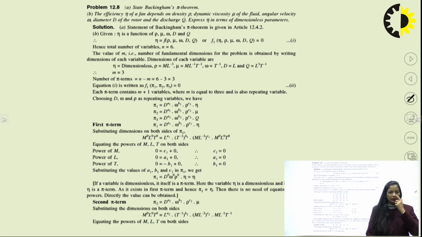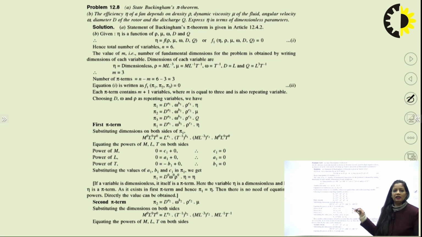So we are going to look at dimensional analysis and the Buckingham Pi theorem. We are going to understand it, or solve it, by taking a proper example. Here is problem number 12.8.